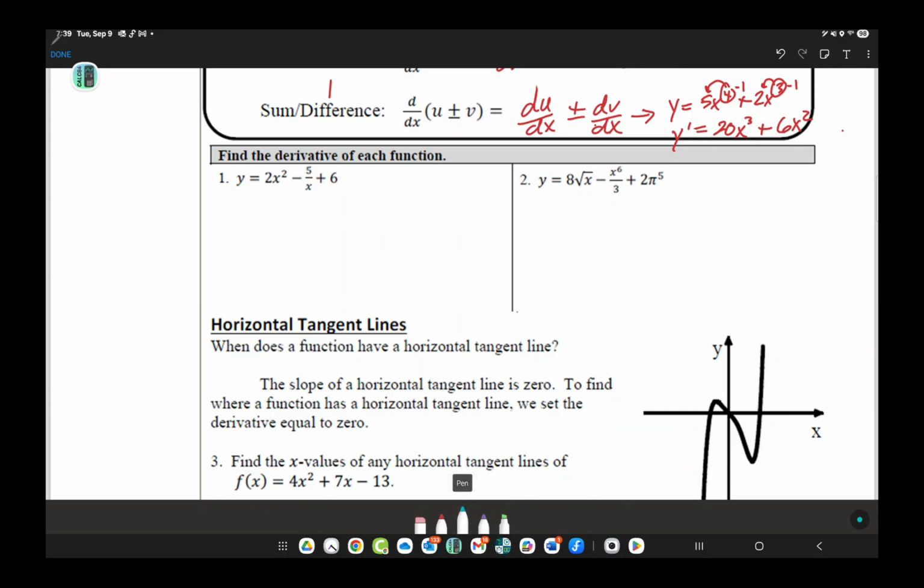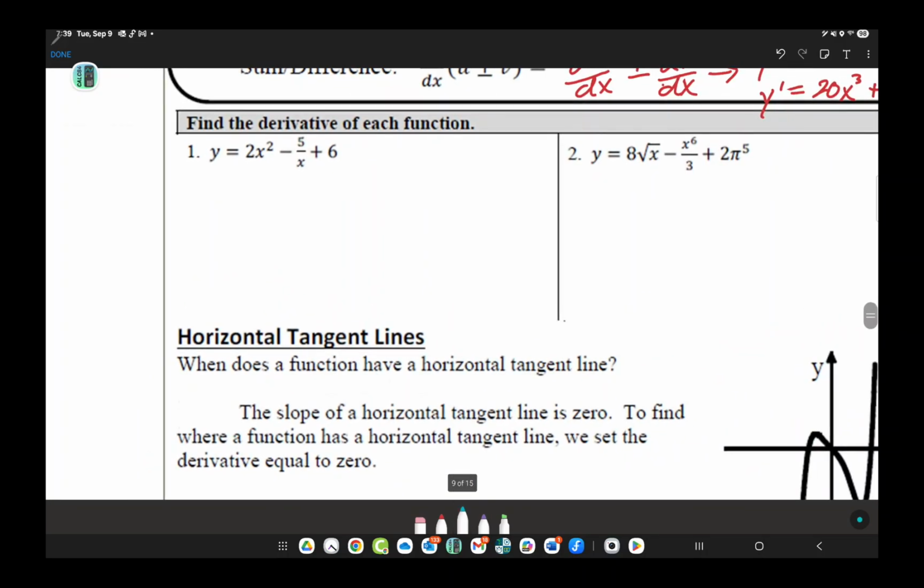So, here we have y equals 2x squared minus 5 over x. Again, I would probably write that as 2x squared minus 5x to the negative 1, sorry, plus 6. Then take the derivative of each of those separately.